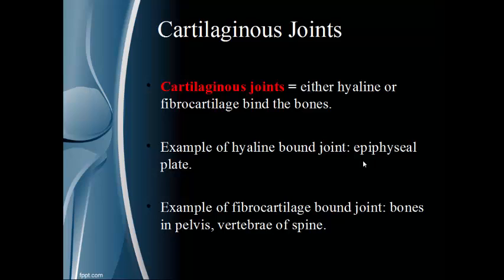Examples of a fibrocartilage bound joint are the bones in the pelvis and also the vertebrae of the spine. In between each vertebra of the spine is a disc of cartilage to help act as a shock absorber. So when someone says they have a slipped disc in their back, that's usually what they're referencing, that cartilage is either worn out or has actually moved, and that's why it can be so painful.